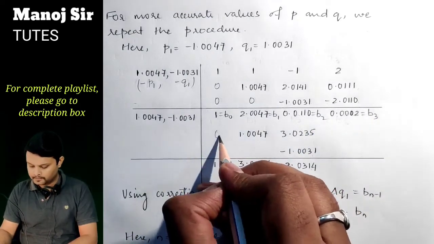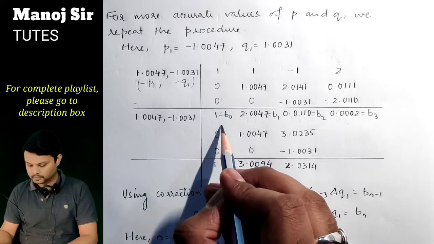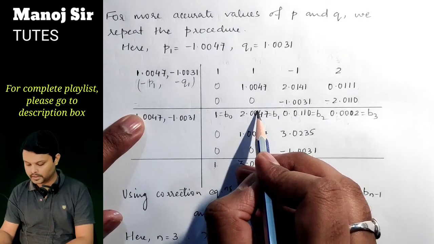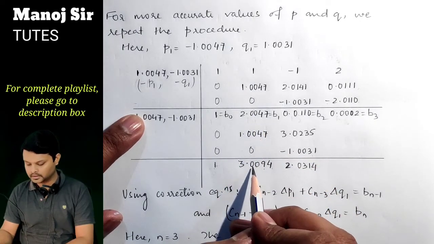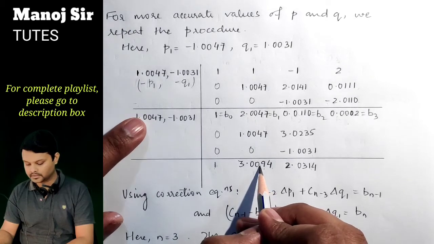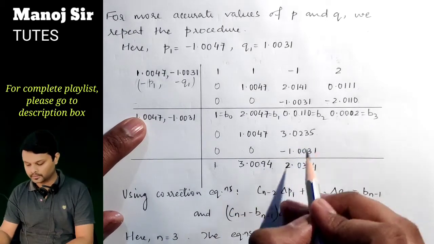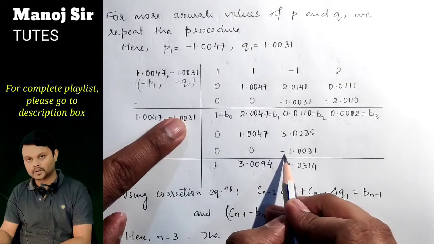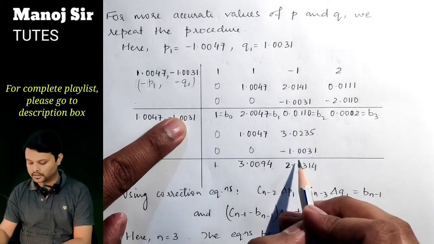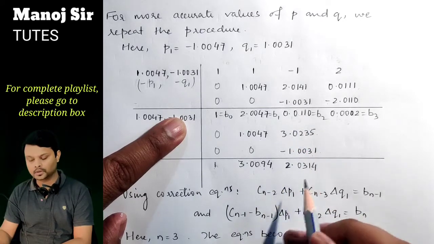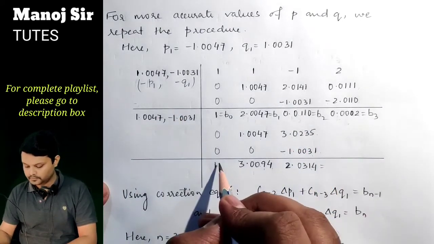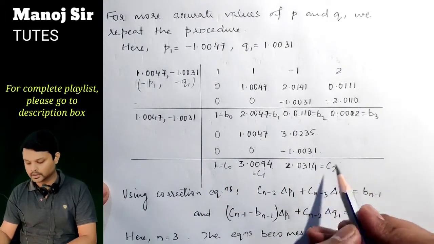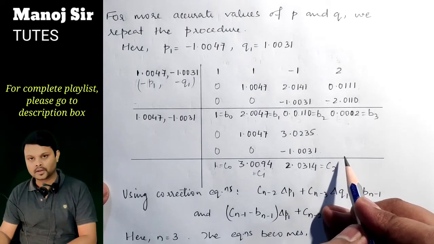Again, we'll put three zeros here. 1 plus 0 plus 0, that is 1. 1 into this will become 1.0047. On adding these three values, we'll get 3.0094. Again, multiply this with this, you will get 3.0235. To get this value, we will take the previous value of this, that is 1. 1 into this will become minus 1.0031. On adding these three values, we'll get 2.0314. This is C0, this is C1, and this is C2. We don't need the value of C3.